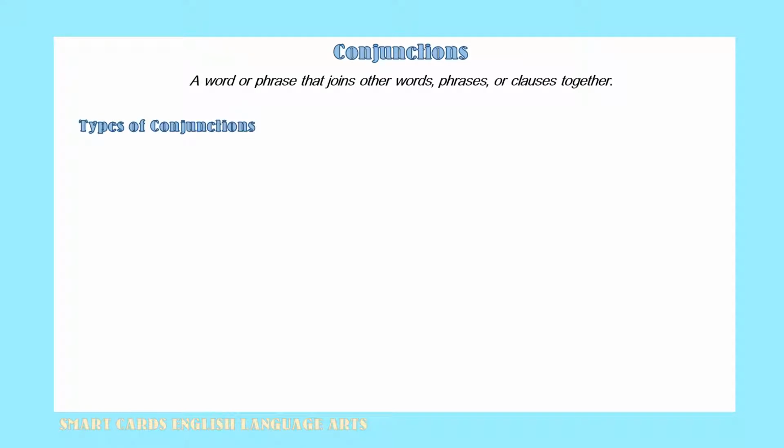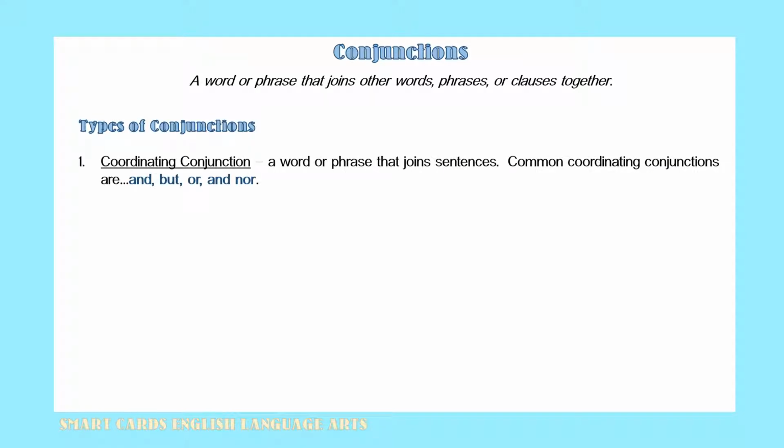And now we come to our final part of speech, which would be conjunctions. A conjunction is a word or phrase that joins other words, phrases, or clauses. We have about 3 types of conjunctions. We have a coordinating conjunction, which is a word or phrase that joins complete sentences. The common types of coordinating conjunctions are and, but, or, nor.